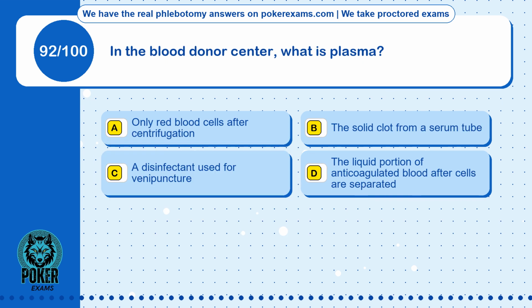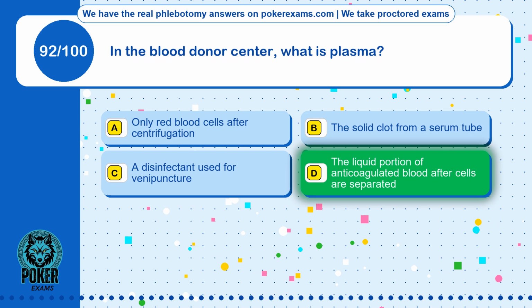Question 92. In the blood donor center, what is plasma? Option A. Only red blood cells after centrifugation. Option B. The solid clot from a serum tube. Option C. A disinfectant used for venipuncture. Option D. The liquid portion of anticoagulated blood after cells are separated.